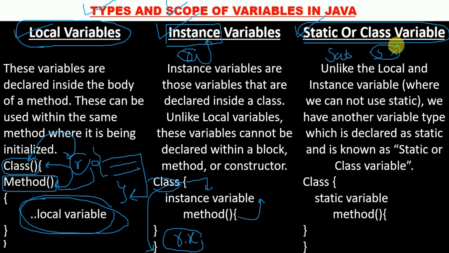Now how are these variables called? These are called with the help of the class name. Say for example, I have the class name preceding the dot operator, then whatever variable we are using is retrieved from the class. Now these variables are declared in between the method and class, just like an instance variable, but the only difference is that we use a static keyword.